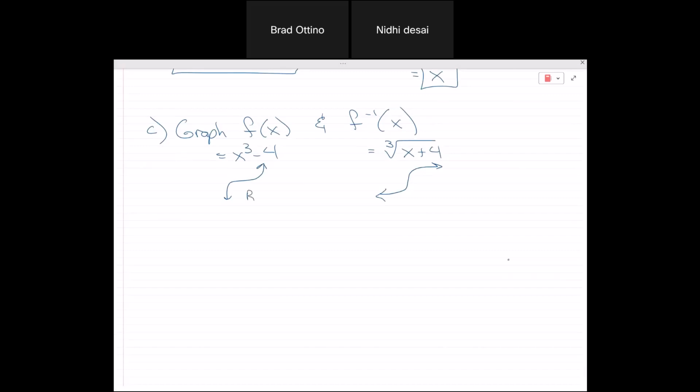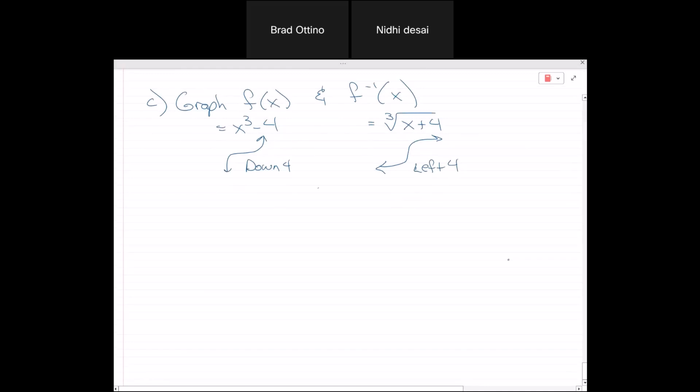This graph is going to go right 4. This graph is going to go, this goes down 4. It would go right 4 if it was inside of the cube. And the inverse is going to go left 4. So if you could sketch a graph, let's go 6 units in each direction.